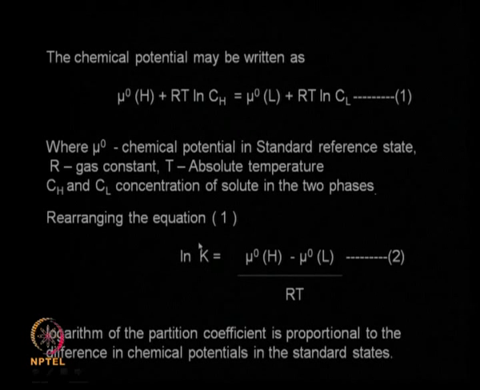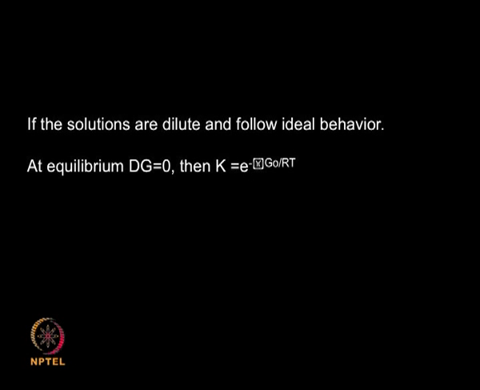So the logarithm of the partition coefficient depends on the chemical potentials of the heavy and the light phase at standard condition, and the temperature will come in the denominator. Okay. So K, if I take, then you will have e power minus, just like an Arrhenius type of relationship you are going to get. So at equilibrium delta G is equal to 0 for dilute and ideal conditions. So K will be equal to e to the minus delta G 0 divided by RT.